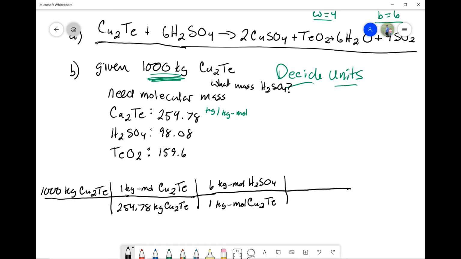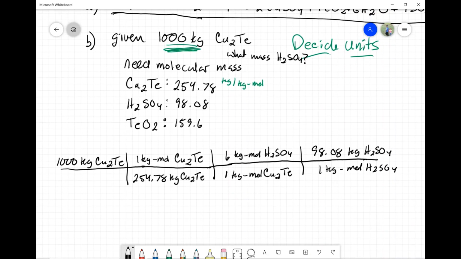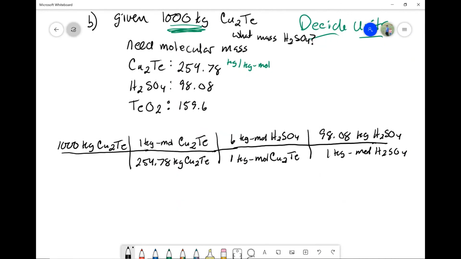And so we want to get to mass of H2SO4, so we need our molecular mass of H2SO4. And so there's 98.08, what's the units? Kilograms of H2SO4 in 1 kilogram mole of H2SO4. I'm going to leave the calculation part up here, and I'll write the answer down here. I want to make sure it's big enough for you all to see it, especially if you're using a phone or something.